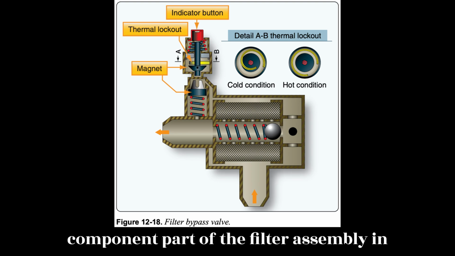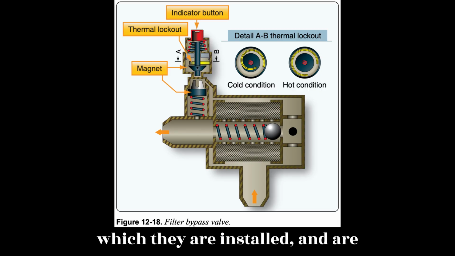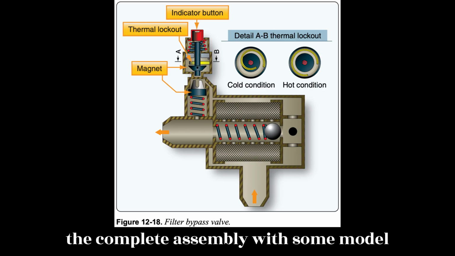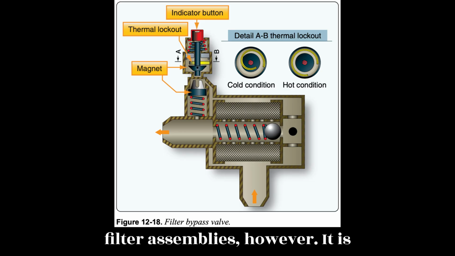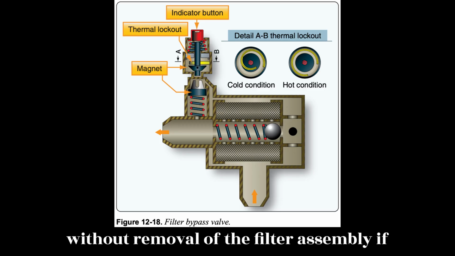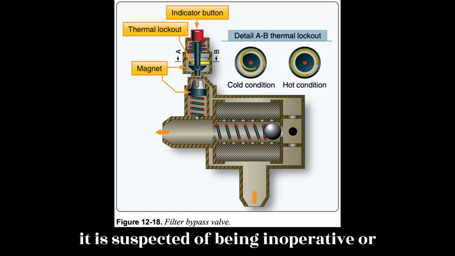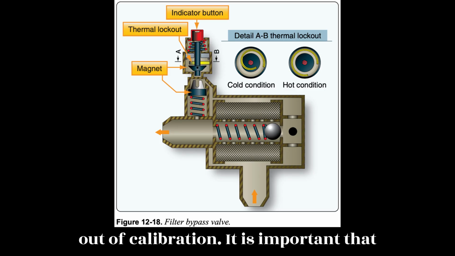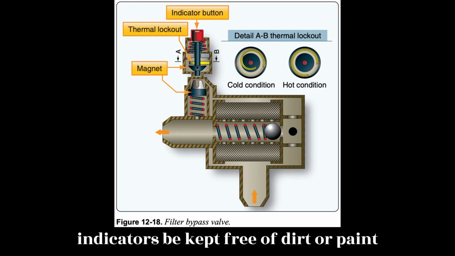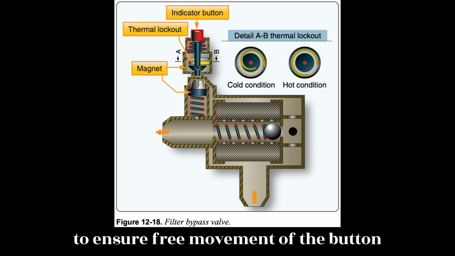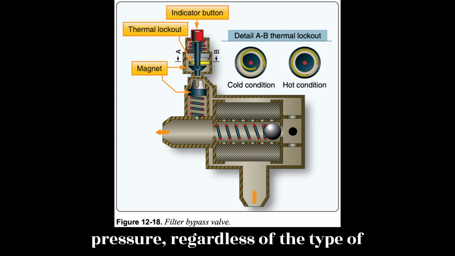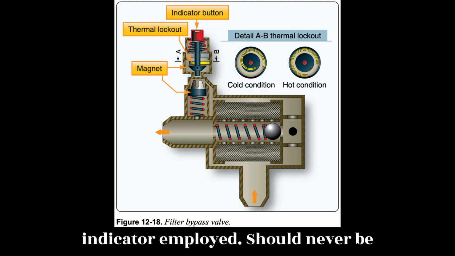Differential pressure indicators are a component part of the filter assembly in which they are installed and are normally tested and overhauled as part of the complete assembly. With some model filter assemblies, however, it is possible to replace the indicator itself without removal of the filter assembly if it is suspected of being inoperative or out of calibration. It is important that the external surfaces of button-type indicators be kept free of dirt or paint to ensure free movement of the button. Indications of excessive differential pressure, regardless of the type of indicator employed, should never be disregarded.